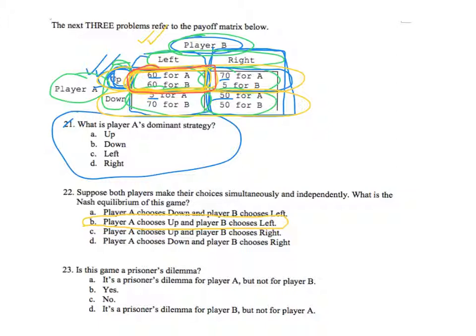We don't have a prisoner's dilemma. Notice that every other outcome has an aggregate payoff of less than the 120 that we get when player A plays up and player B plays left. 75, 75, 100. All of them less than 100. So no, it's not a prisoner's dilemma. Answer C. All right, that's it for these three. And nobody missed number 17, but I thought I'd talk about that anyway.